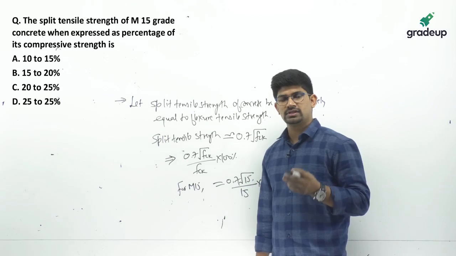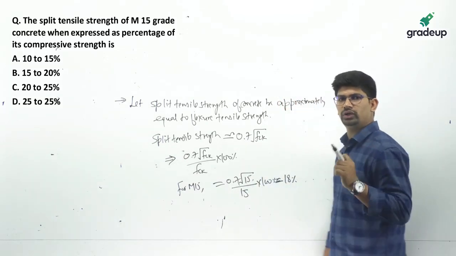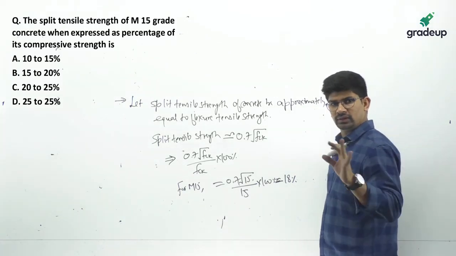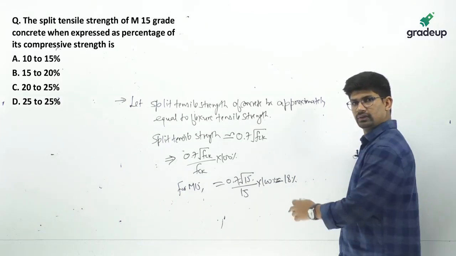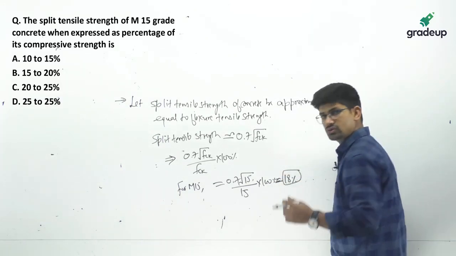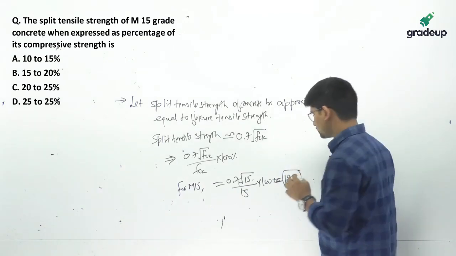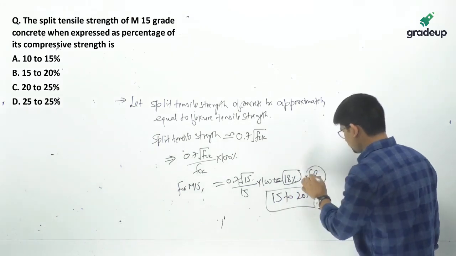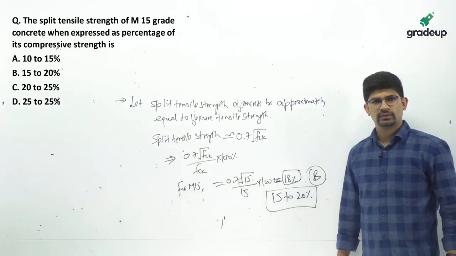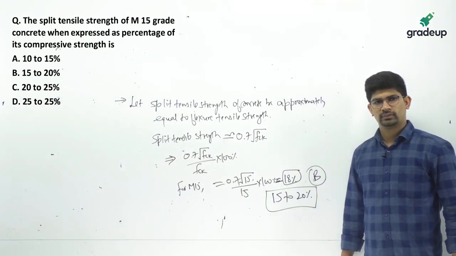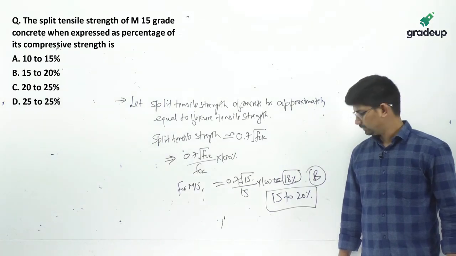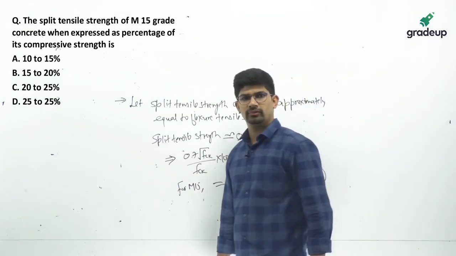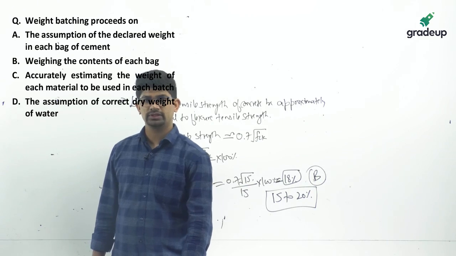Now from the options, option A is 10 to 15, B is 15 to 20, C is 20 to 25, and D is 25 to 25. There is something wrong with the D option, but let it be. So you are getting the value 18. The best among these options would be 15 to 20%. So B option is correct. I hope you have got this solution. Now we'll move to the next question.